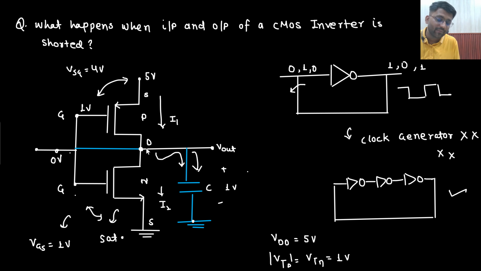Apply KCL here, no? 5 coming here, 1 going here. That means 4 will go here. So again the capacitor is getting charged. The capacitor will keep on charging. At what point will the capacitor stop?